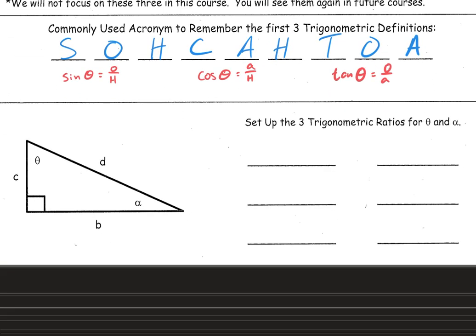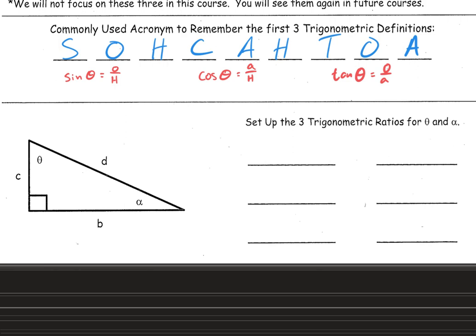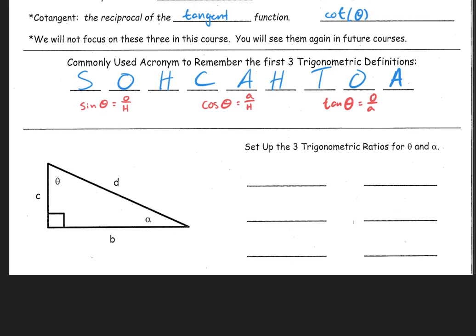So let's practice. Using SOHCAHTOA, we're going to do the trig functions for all of the angles. Well, I say all, there's only two. So for both angles.